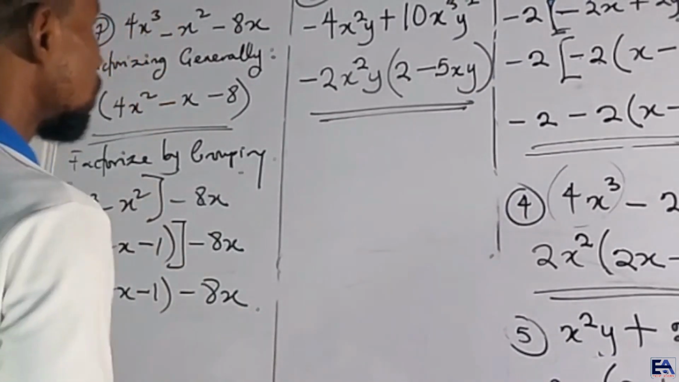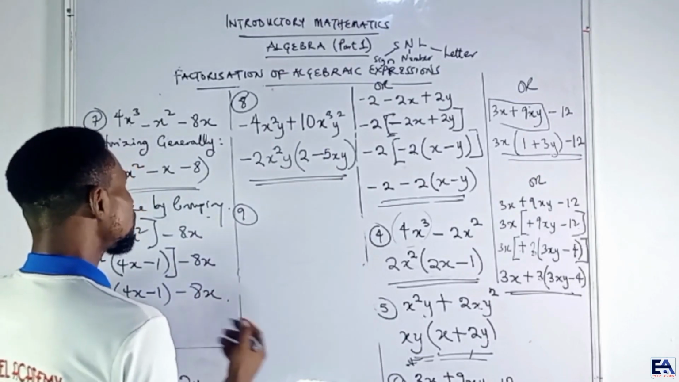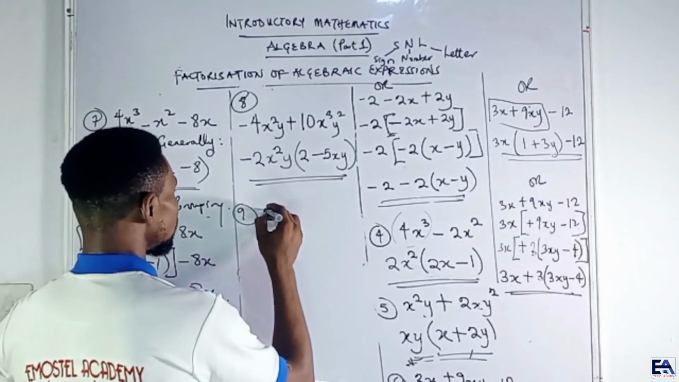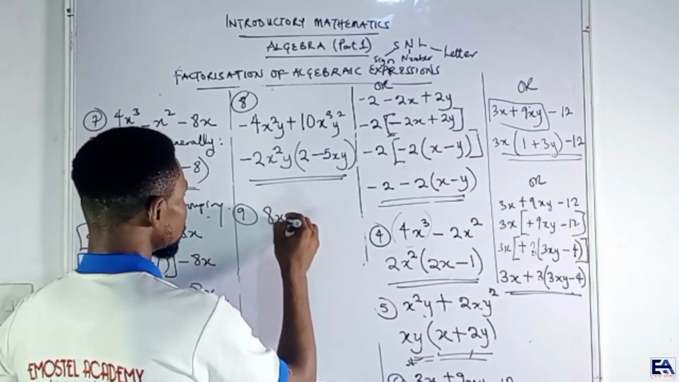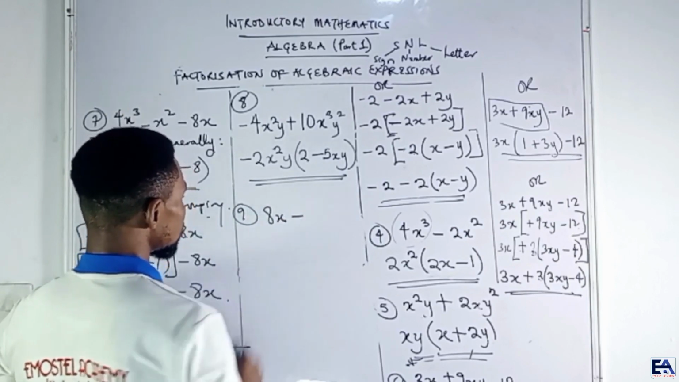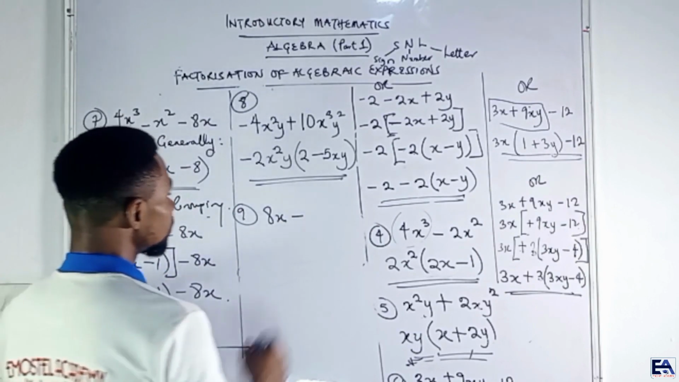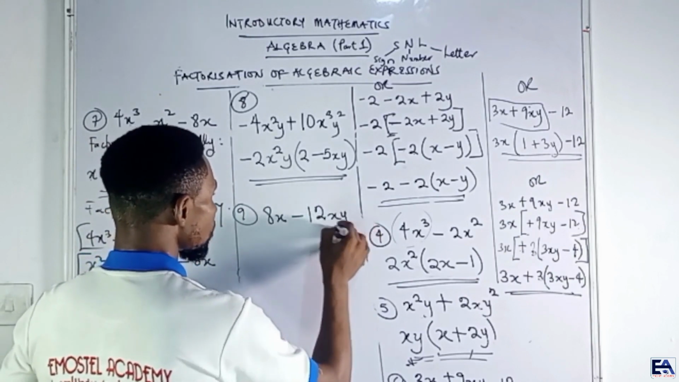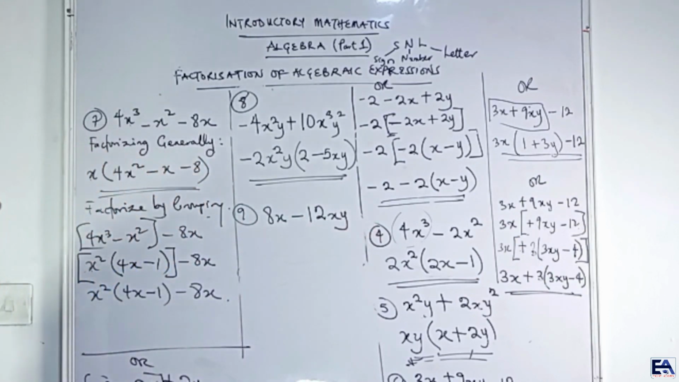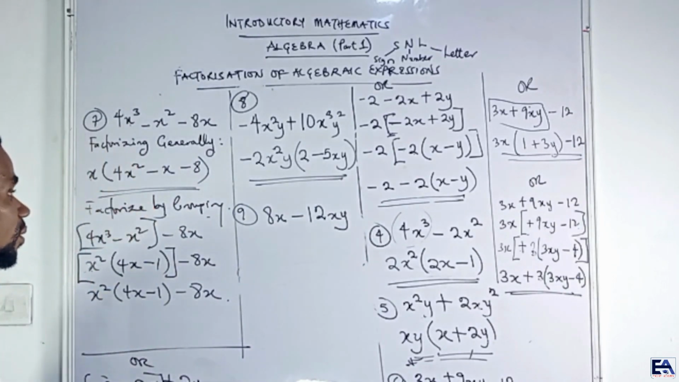Okay, so one more of something that looks like this. Number 9. What if you have something like 8x minus 12xy, and you are meant to factorize it? 8x minus 12xy, and you are meant to factorize, okay? So what do you do in this case?